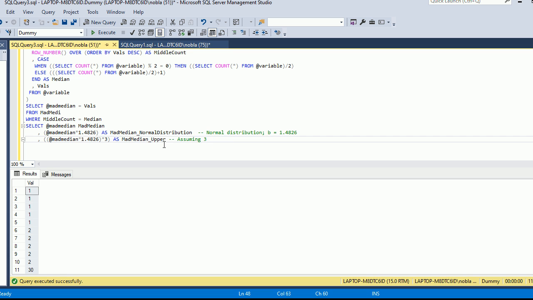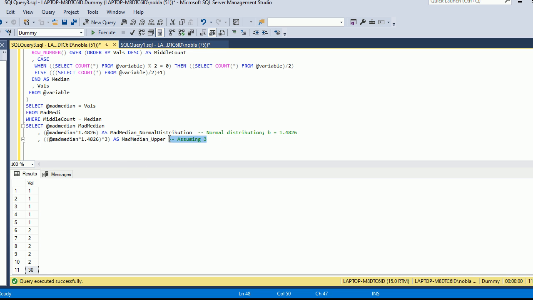The other thing here as well is I'm looking at this upper. That's key. It could be lower, right? I could be multiplying it times -3, and that would be the lower bound. I'm looking at the upper bound in this case, and because we know the highest value is 30, that's why I'm looking at that upper bound.